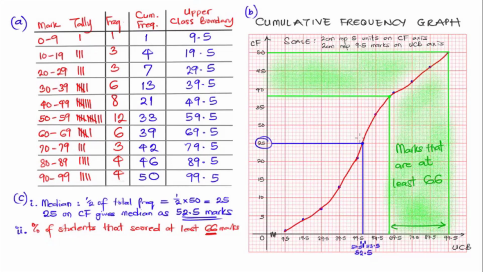Then the number of students is going to be reflected on the cumulative frequency axis. That's the frequency range for students that score at least 66. And that will be 50 minus the lower boundary, which is 38. That is 12. So that frequency range is 12. We are asked to find the percentage of students that scored at least 66. So that will be 12 over the total number of students, which is 50, multiplied by 100%. If you cut, this will amount to 24%. So 24% of the students scored at least 66 marks. And with that, we are done with our question on the cumulative frequency graph.